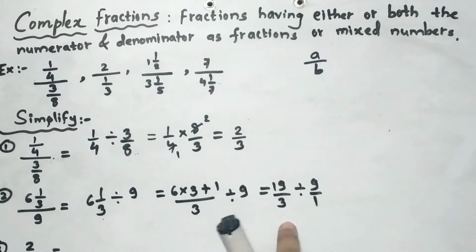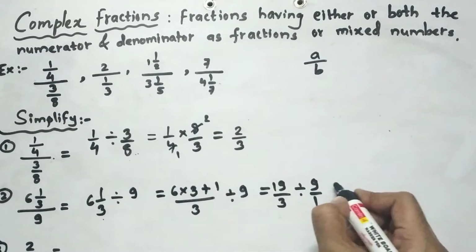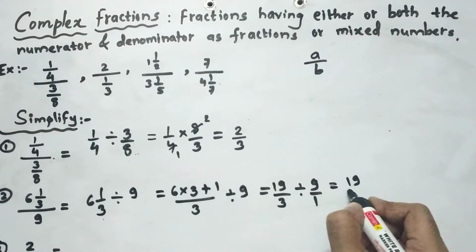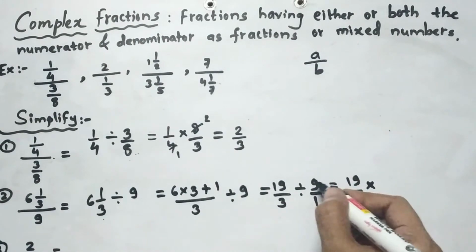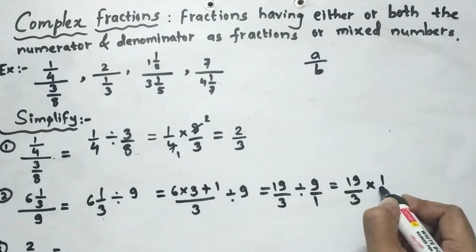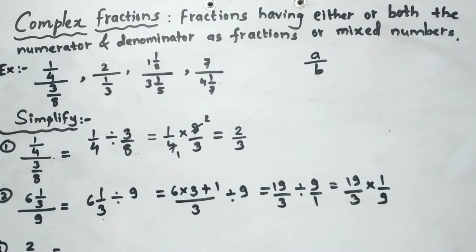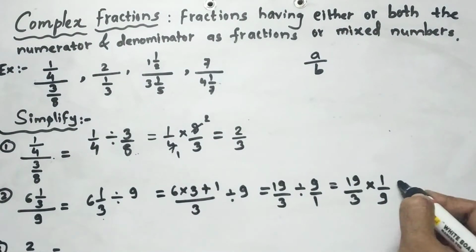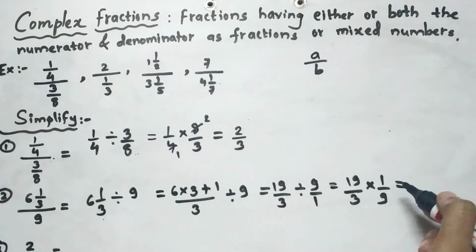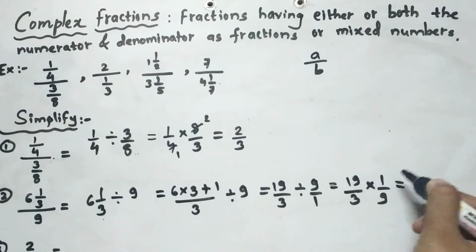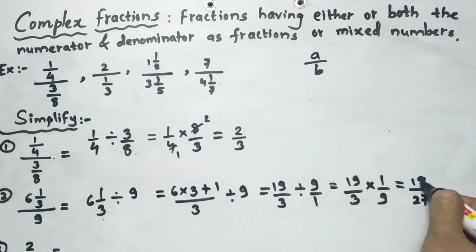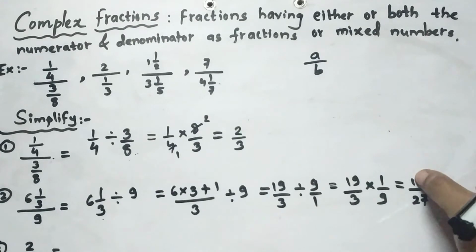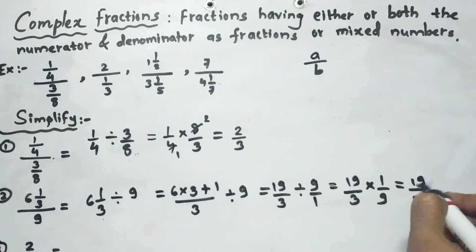So now we get our regular division of fractions. We'll solve it. The first fraction we'll write as it is. We'll convert the division into multiplication, and this 9 by 1 we will flip, it becomes 1 by 9. Here it is not possible to simplify. So just take the product of the numerators, that is 19 ones are 19, and here 3 nines are 27. So it becomes 19 upon 27.